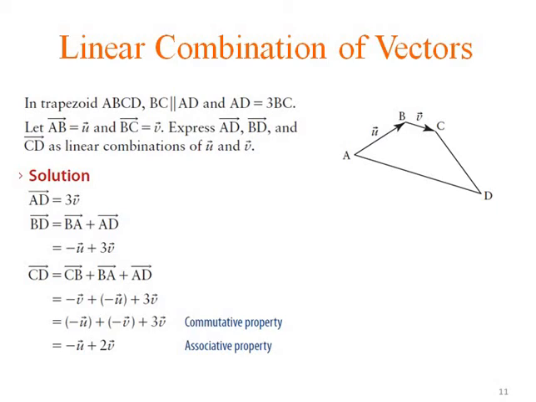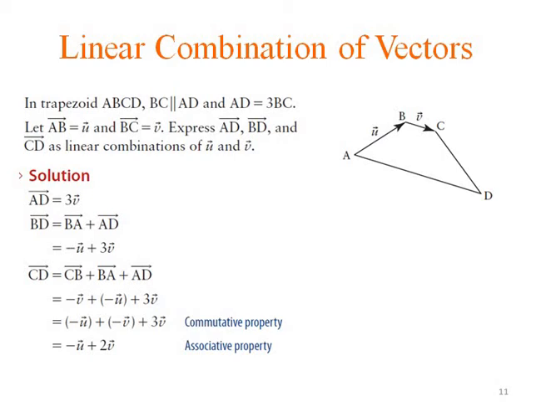BD is going to be the summation of BA and AD. BA is opposite to AB, and AB is u, so BA is going to be negative u. Why negative u? Because it's the same vector, but in the opposite direction. Same magnitude, but opposite direction. And next we have AD, which we already defined as 3v. So BD is going to be negative u plus 3v.